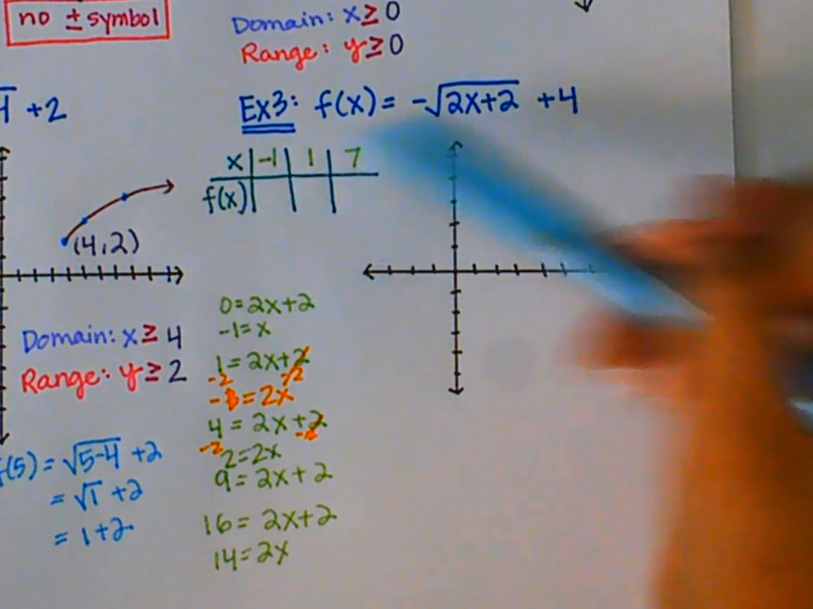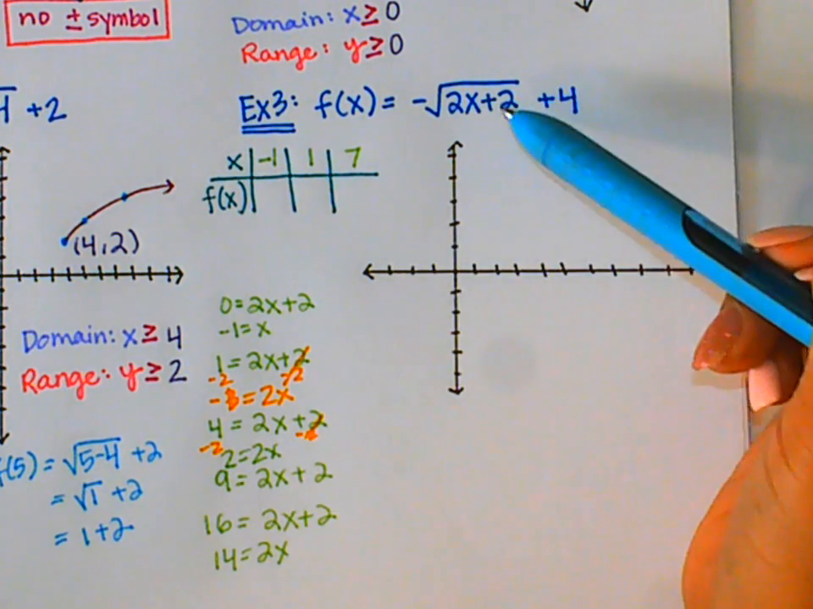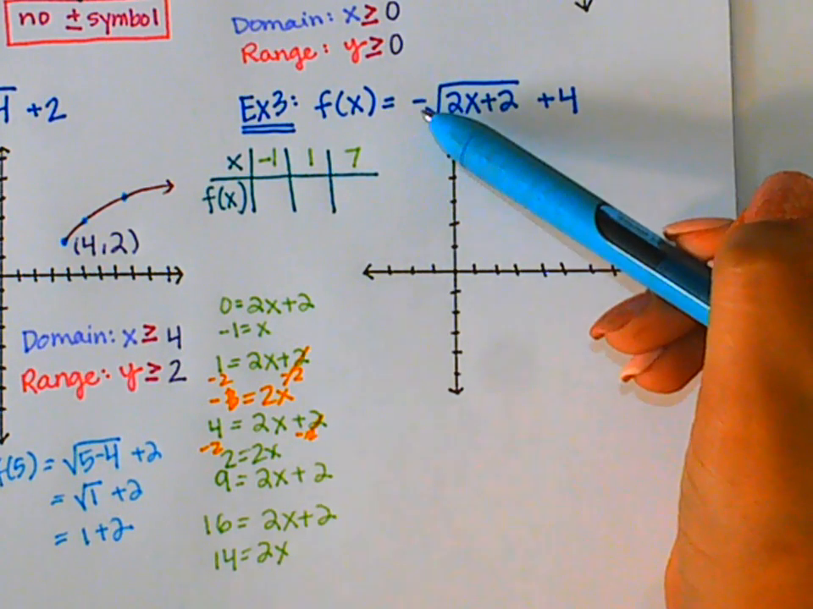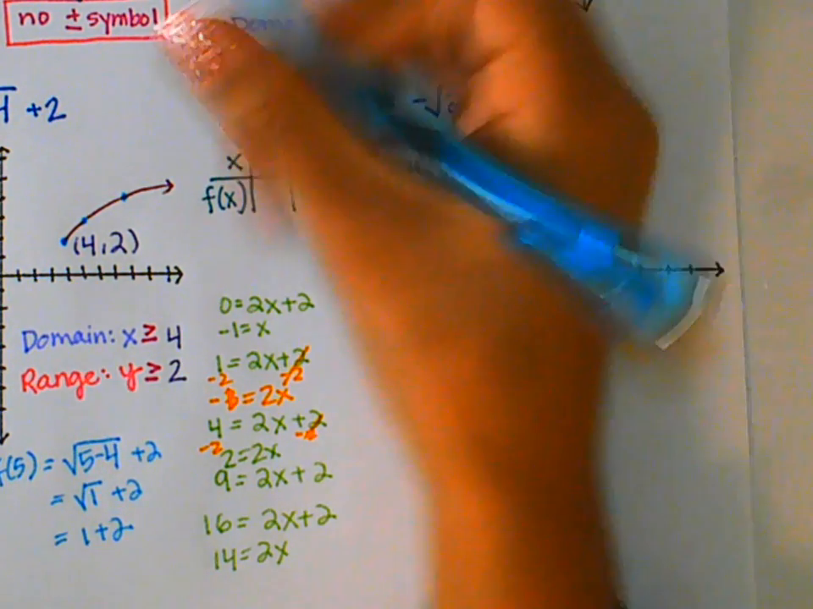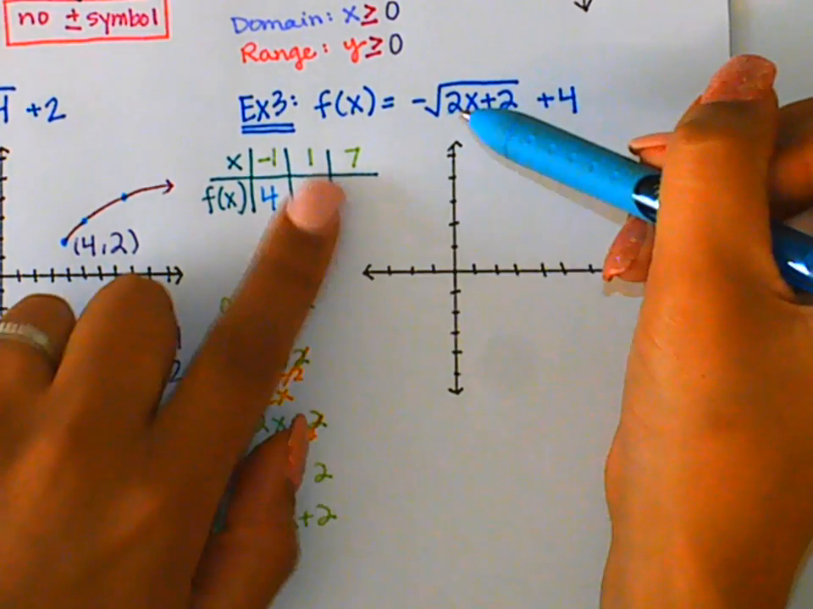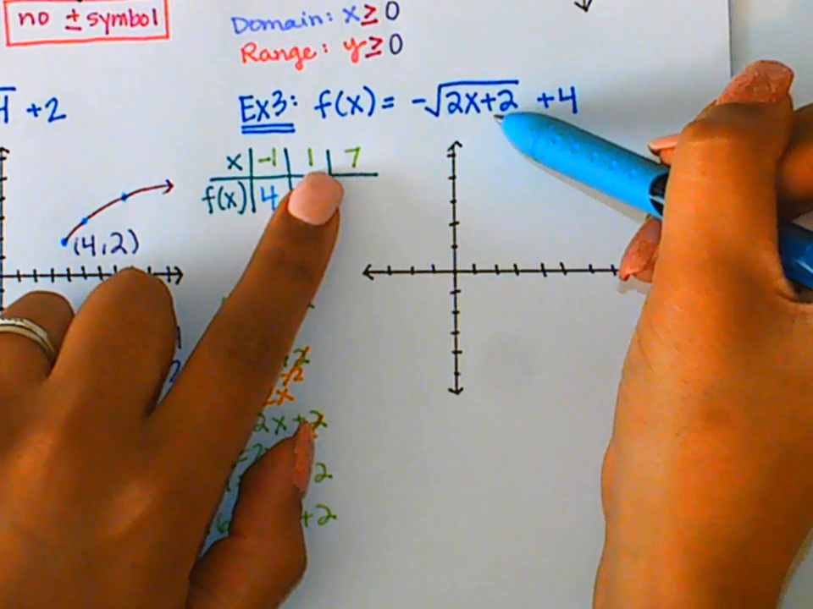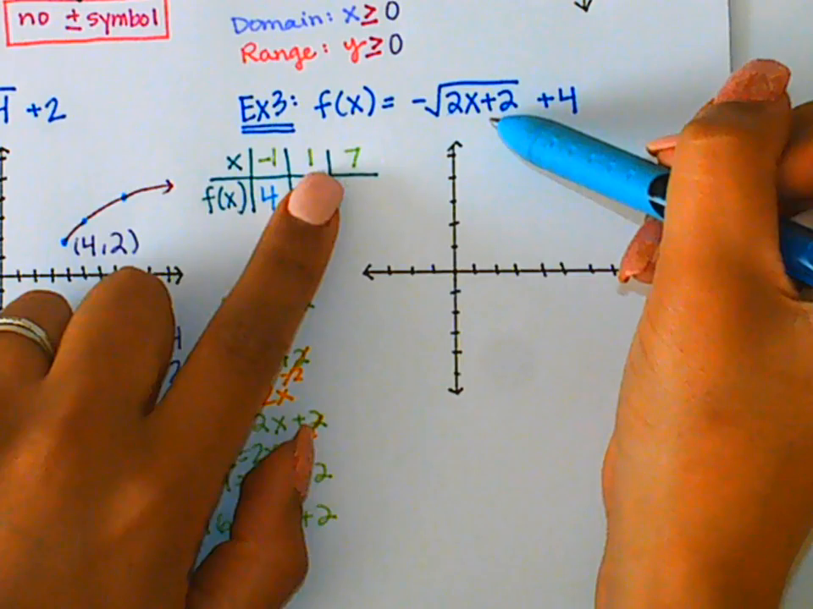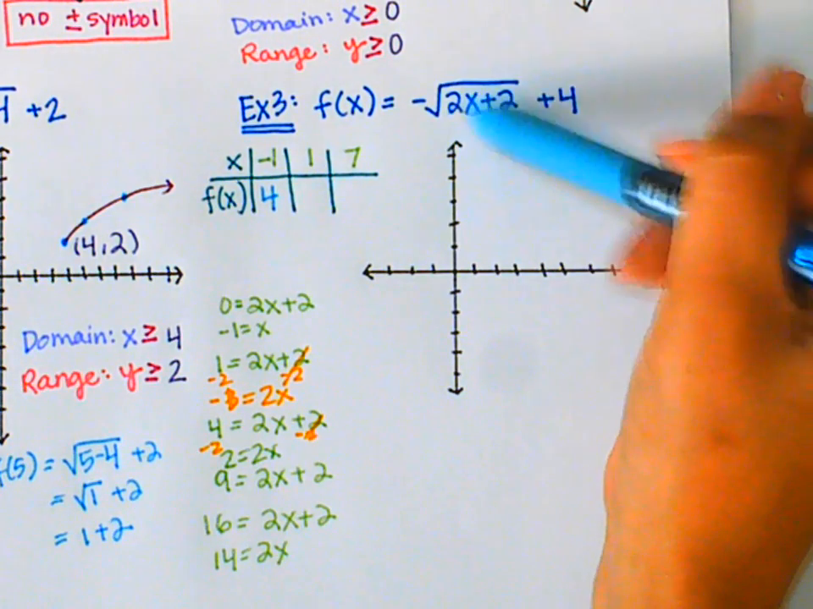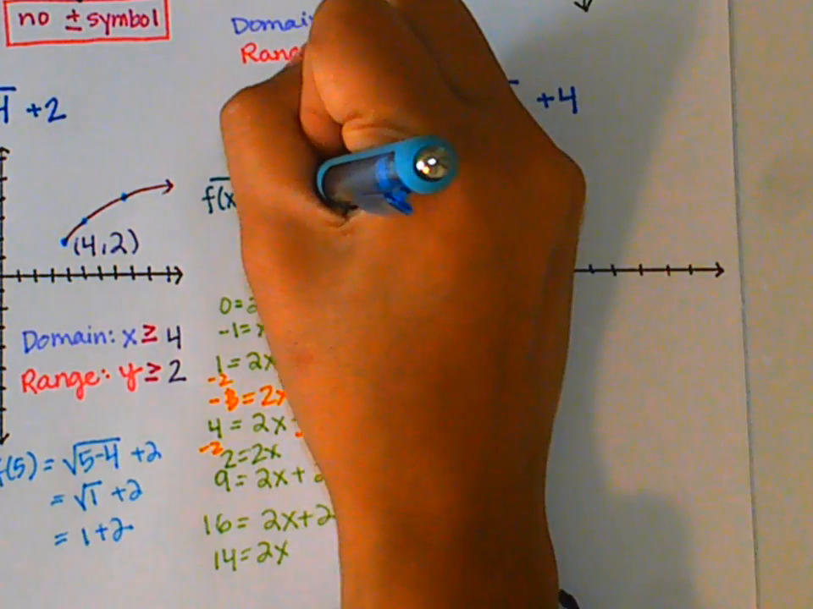So -1. 2 times -1 is -2. -2 plus 2 is 0. So this is just 0. The negative doesn't matter when it's a 0. So I get 4. Again, 2 times 1 is 2. 2 plus 2 is 4. And the square root of 4 is 2. So this part here equals 2. -2 plus 4 gives me 2.